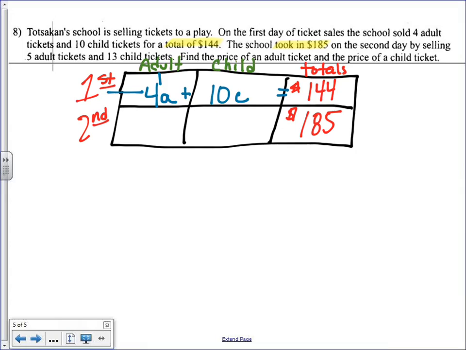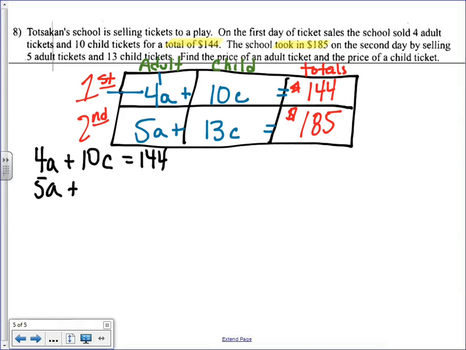All right, how many adult tickets did I sell on the second day? Looks like I sold 5 adult tickets on the second day and 13 children's tickets on the second day. So I put A and C. All right, we filled in the table. Fantastic. Let's go ahead and write our system down below. 4A plus 10C equals 144. 5A plus 13C equals 185.